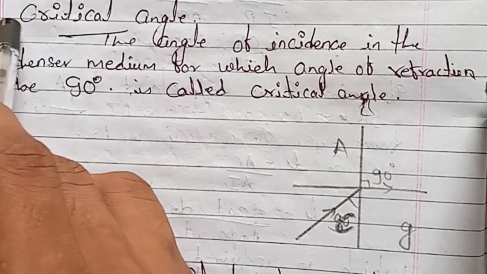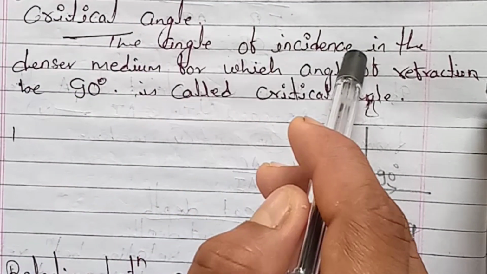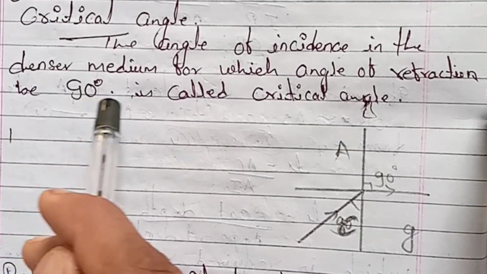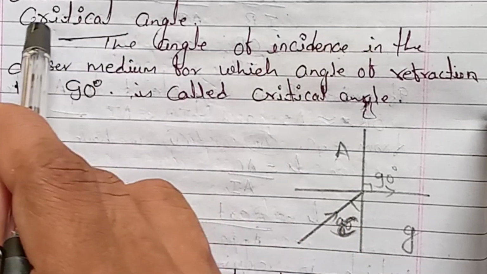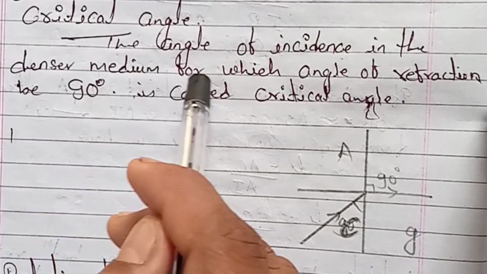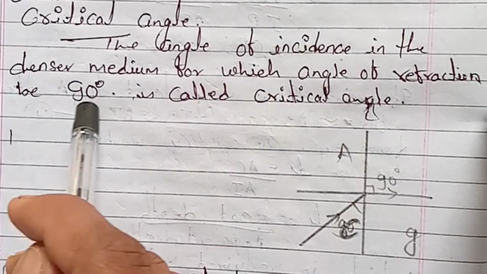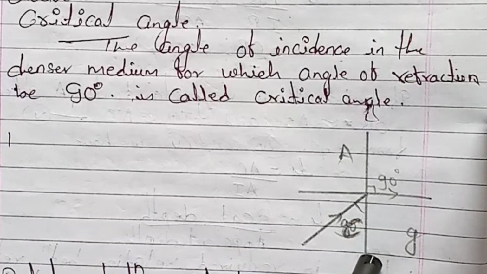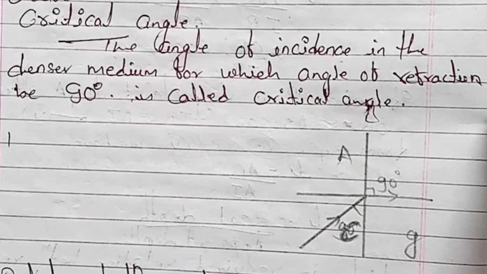Critical angle. The angle of incidence in the denser medium for which the angle of refraction is 90 degrees is called the critical angle. That is the figure of critical angle, so you can draw this figure.